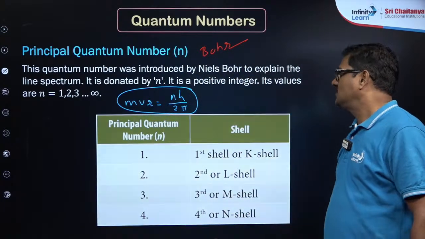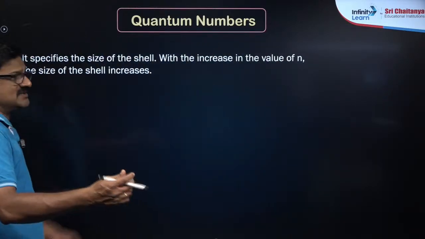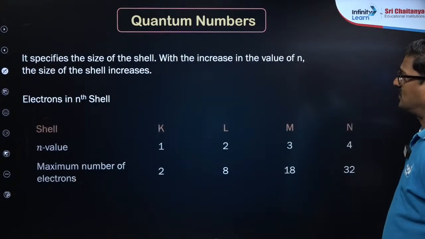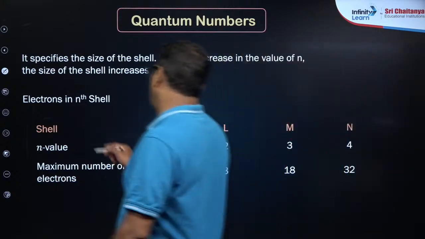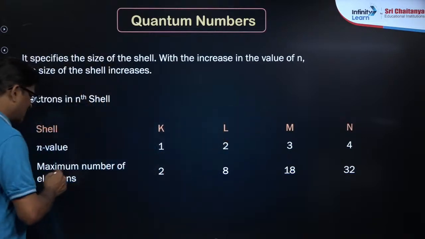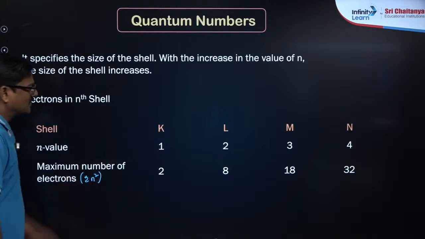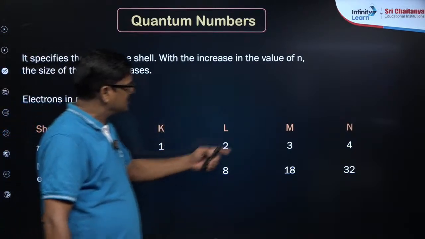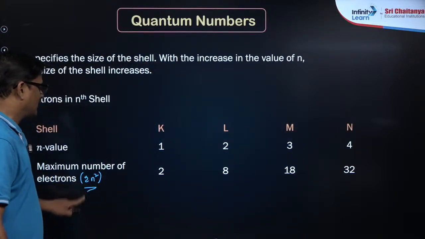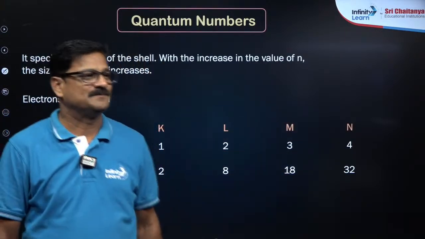Now let's talk about the next one. It specifies the size of the shell. With increase in the value of n, the size of the shell increases, so the size of the atom also increases, right? The number of electrons in the nth shell: K shell n is equal to 1, L is equal to 2, M is equal to 3, N is equal to 4. So the maximum number of electrons is given as 2n square, that is the Bohr-Bury principle. So K shell maximum 2, L shell maximum 8, M shell maximum 18, N shell maximum 32, right? That is according to 2n square: 2 into 1 square, 2 into 2 square, 2 into 3 square, 2 into 4 square, right? That's good.